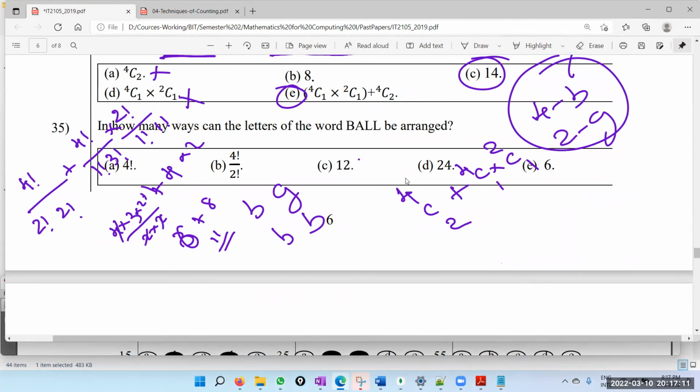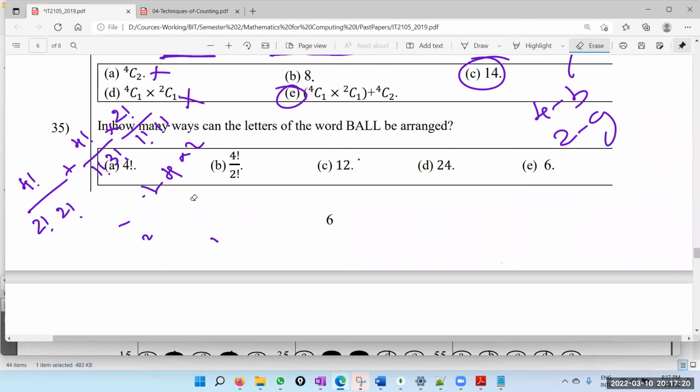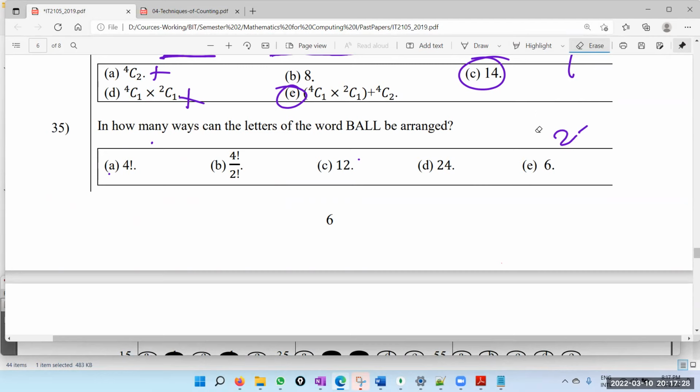35. It looks like the standard question. This is standard question, the arrange question. Right? In how many ways can letters of the word ball be arranged? So there we have B 1 times, A 1 times, L 2 times. So this is where you have the non-distinct. Which type is this?